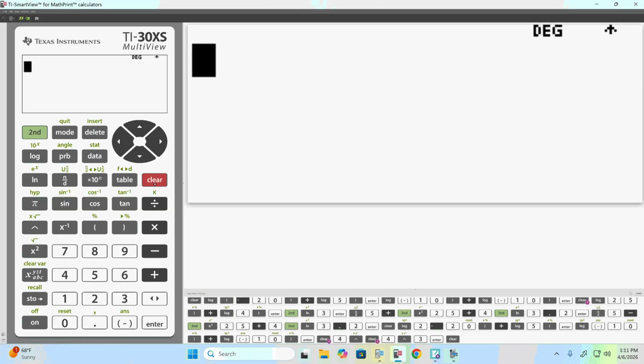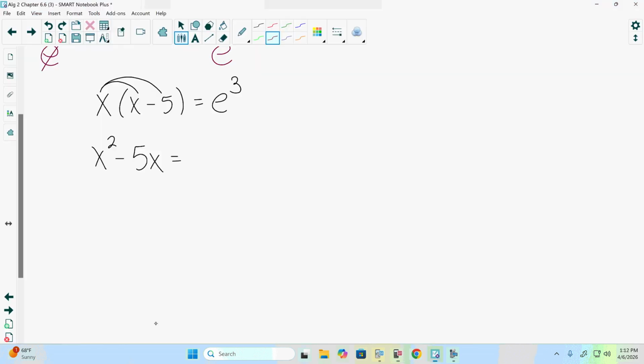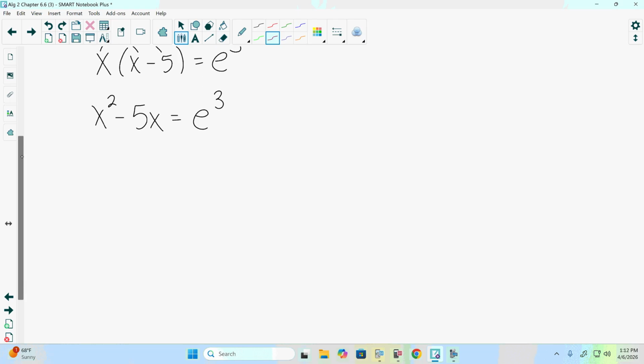grab the calculator. Second ln. Third is 20.08553692. And it continues on as a non-repeating, non-terminating decimal. Now there might be some out there that say we're going to just approximate e at this point to 20.0855. I would say no, because this is way too early in the problem to round. Because if we round now, there's a good chance we're going to have to round later. I don't want to round twice in the same problem. So we're just going to leave it as e to the third power.